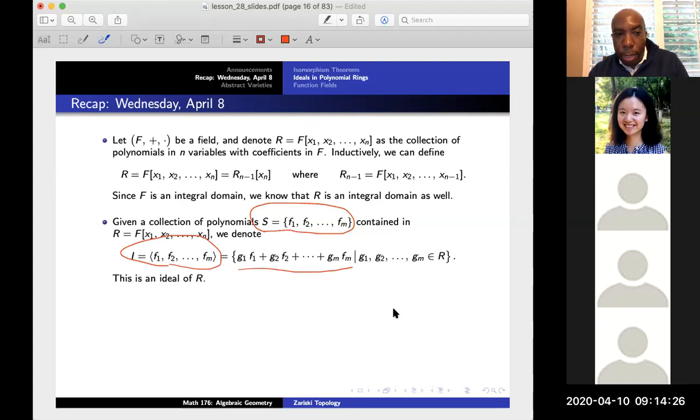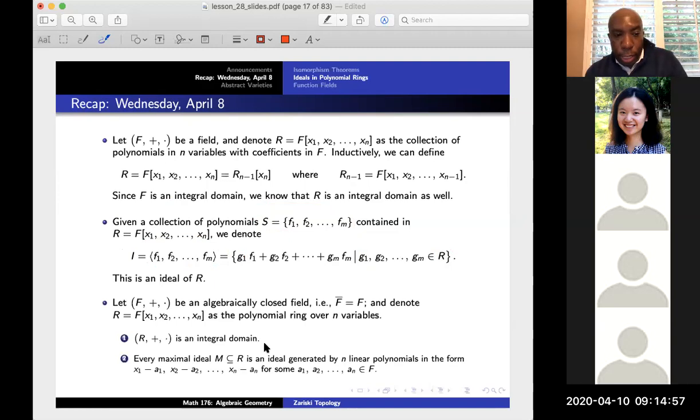By linear combinations, what I simply mean is that the coefficients that I'm allowing to use, the g's here, all have to come from the polynomial ring R. So just take these linear combinations where I'm allowing myself to multiply by other polynomials. So again, this here is an ideal. So this tells me inside of my integral domain R, I can generate lots and lots of ideals.